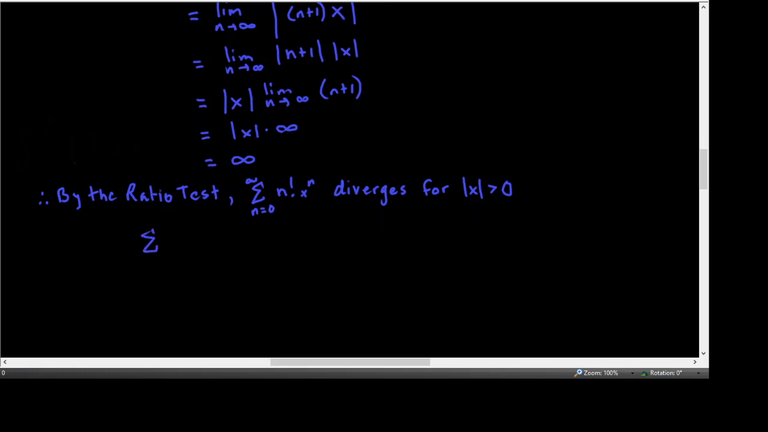So that means that this series converges only at its center, because it diverges for all other values of x. Of course, its center is 0. And that means that the radius of convergence is 0. Okay.